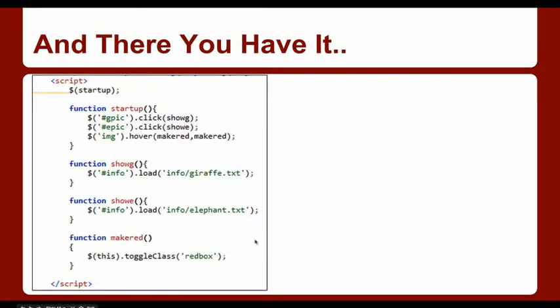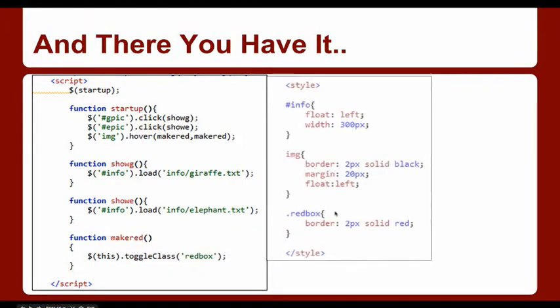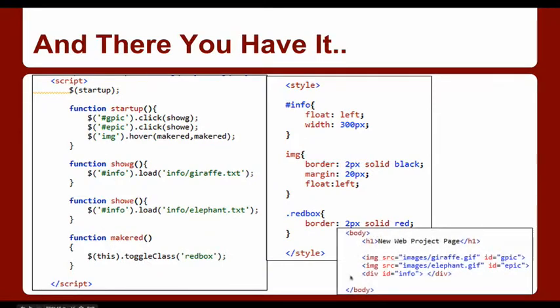Here again is the entire thing. This is the script section here, showing you the 3 directives in startup to go to show G, show E. When I click on these images and either image hovers to makeRed, there's the 3 functions that I refer to in startup, and it'll find them when the events occur. Then we have the style section, which deals with the info div as well as the 2 images, and this red box class, which gets toggled when we hover over any of the images. And then we can't, of course, forget the body, which we started with, which still just has the 2 images and the div tag.